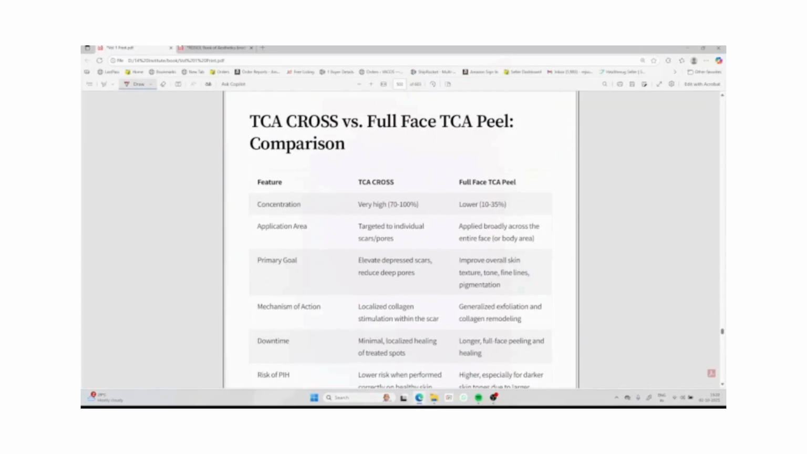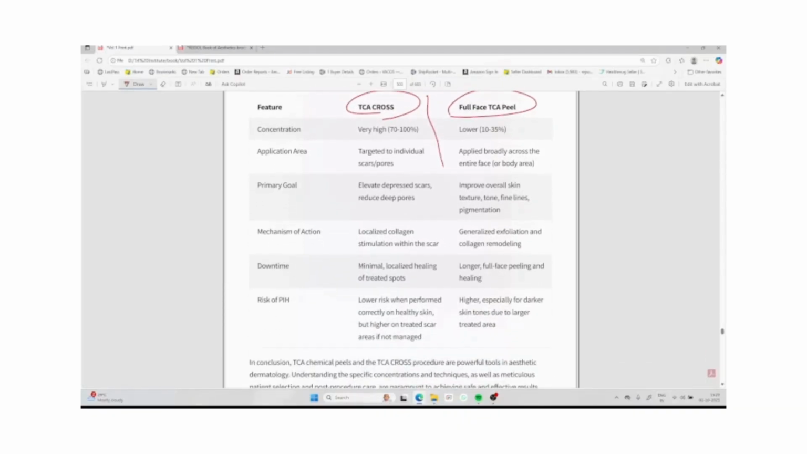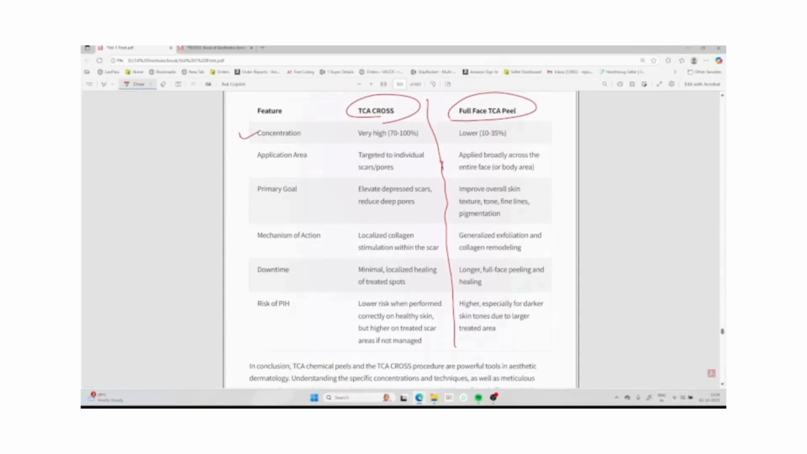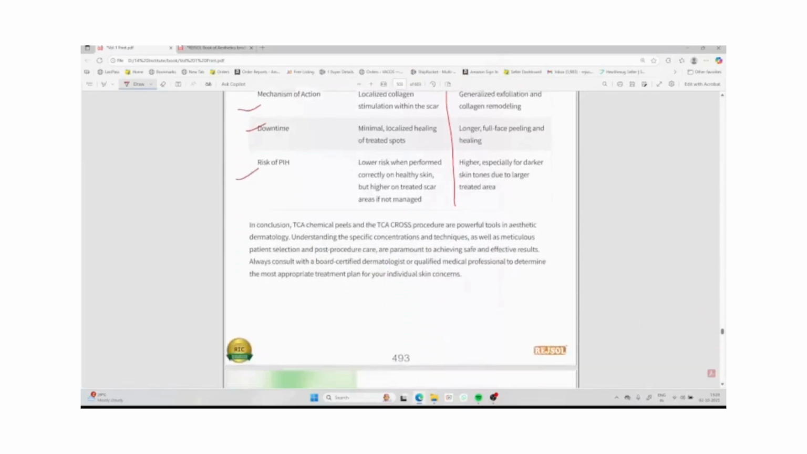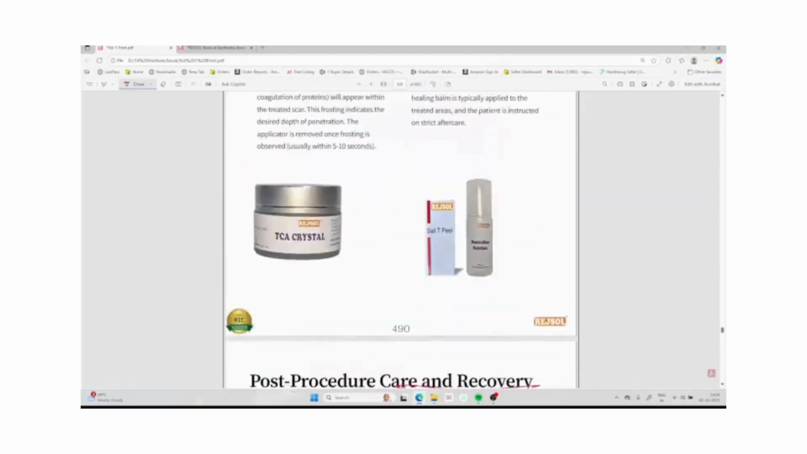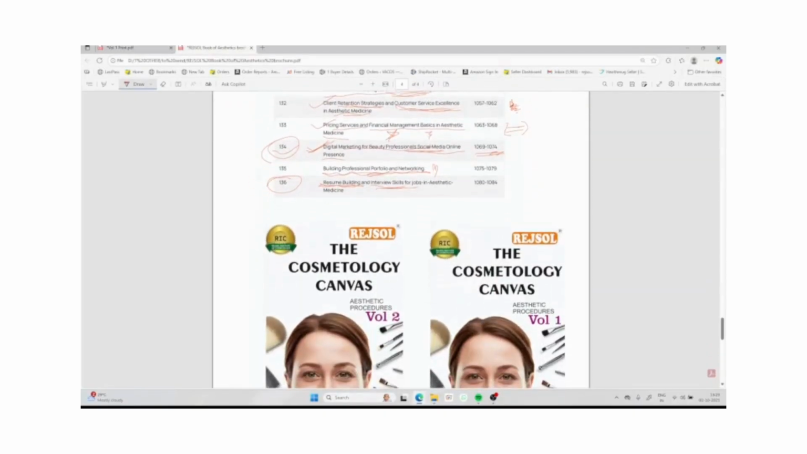Now there is confusion about what TCA cross is and what TCA peel is. So the difference between them is discussed, so you understand what you are doing, why, and what you should do. This covers the concentration used, application area, primary goal, mechanism of action, downtime, risk of PIH, and complications that can come. Everything is discussed, and then the conclusion. You see, this is how the entire textbook goes.